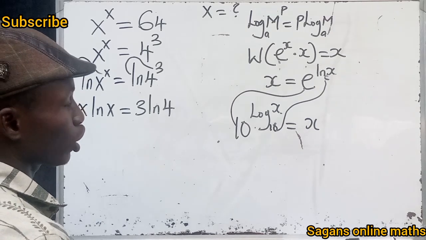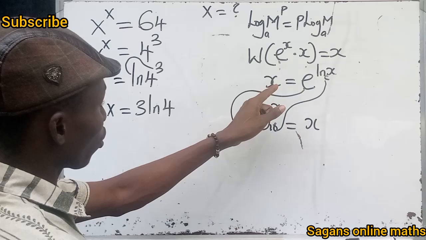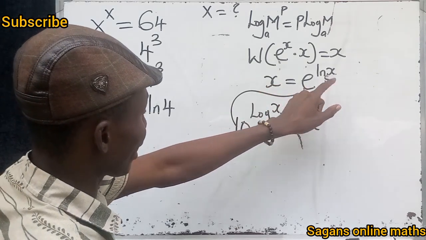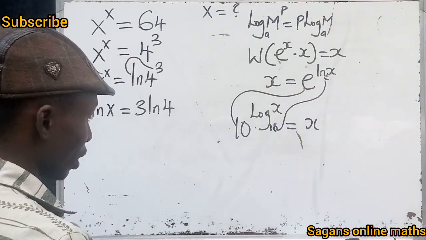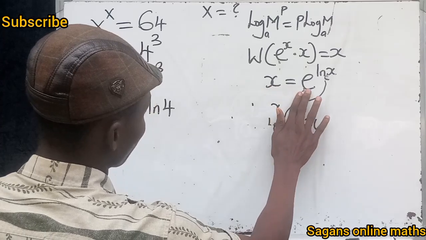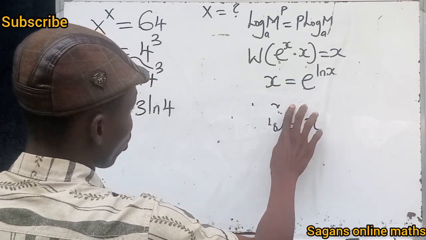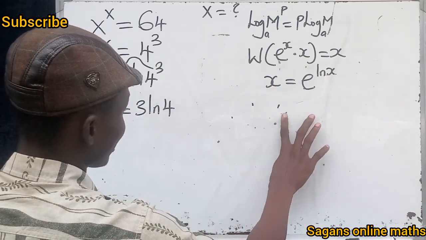We find it very simple and interesting because some people will be wondering why x is equal to e raised to the power of ln x. So I'm trying to prove it to you. Okay, so let's remove this and go back to what we have on the board. But I want you to understand that x is equal to e raised to the power of ln x.